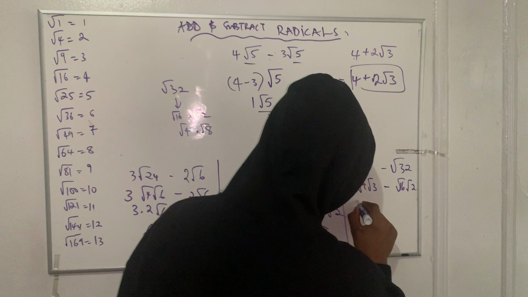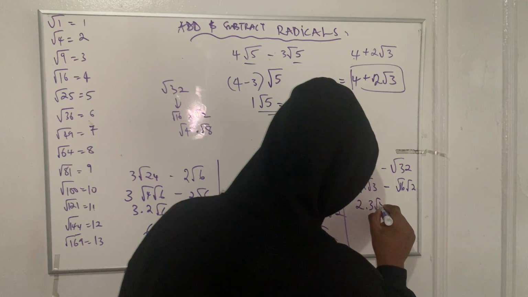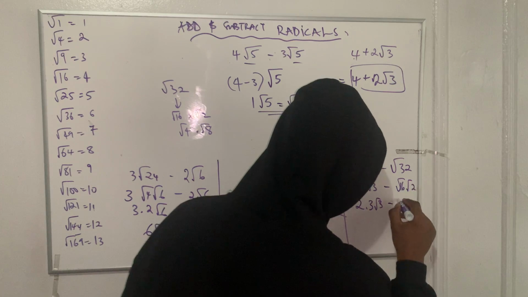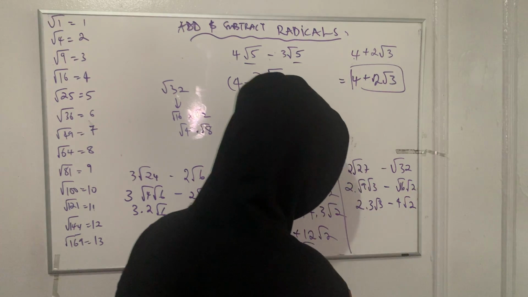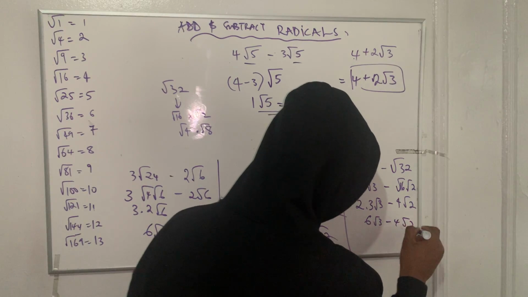So 2 times the square root of 9 is 3, root 3. Minus root 16, that's 4, root 2. Now 2 times 3 is 6, root 3, minus 4 root 2.